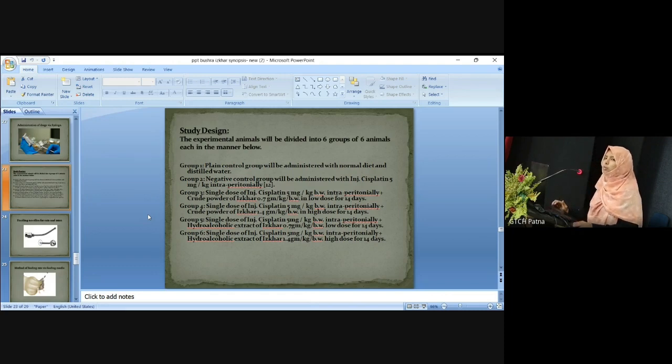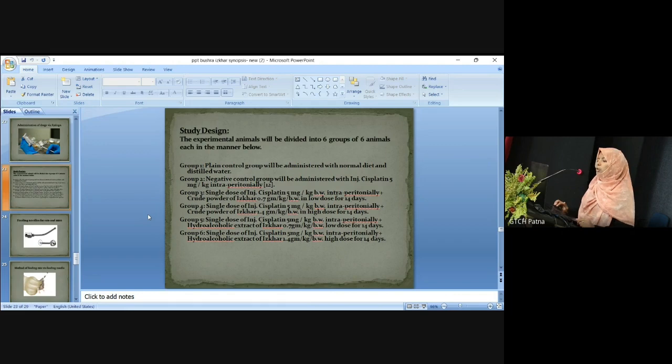In group 3, first we will induce cisplatin injury in the animals, and then after the injury we will give the crude powder of Izkhar, 0.7 gram per kg body weight, as a low dose for 14 days. So the total duration of my study is 14 days. Then the fourth group will be given the same thing, but in a high dose. So we will double the dose. Previously in the third group we used 0.7 gram per kg body weight. For group 4, we will double the dose, so 1.4 gram per kg body weight will be given. So we will check in which dose the effect is greater.